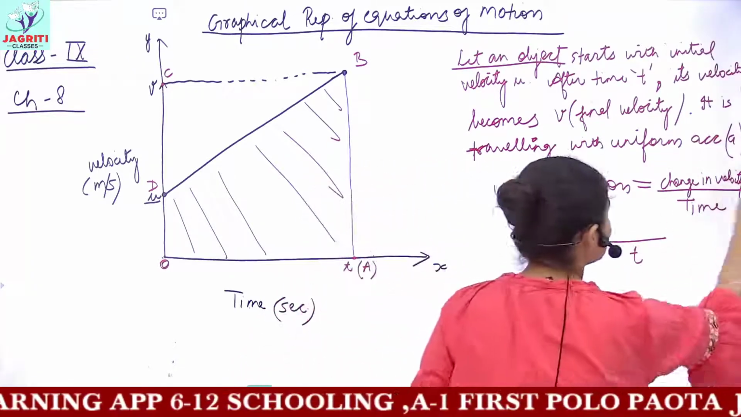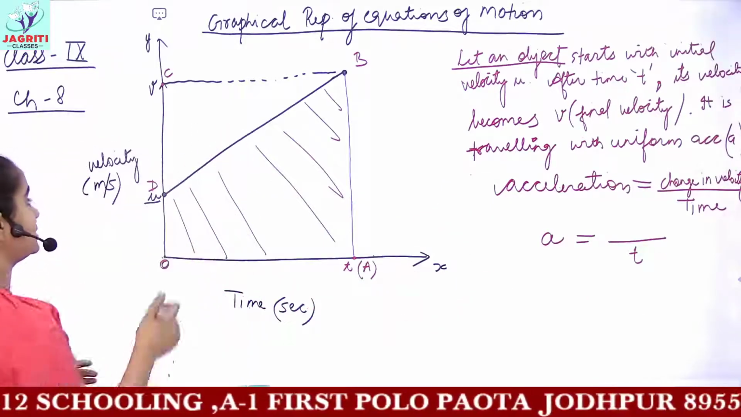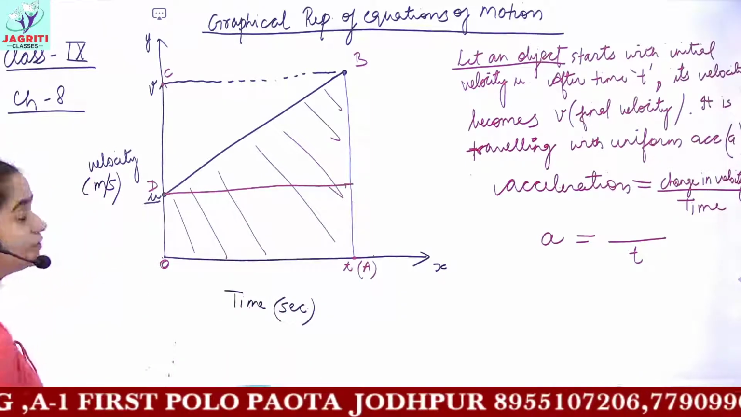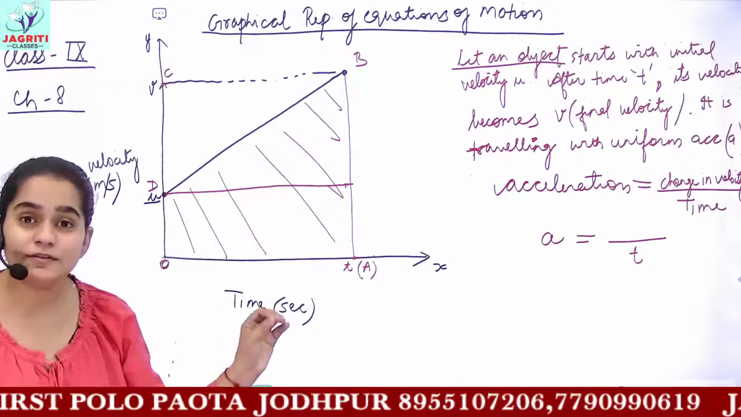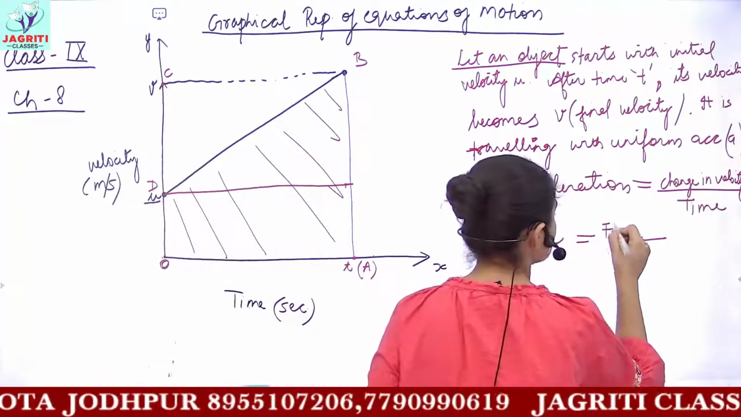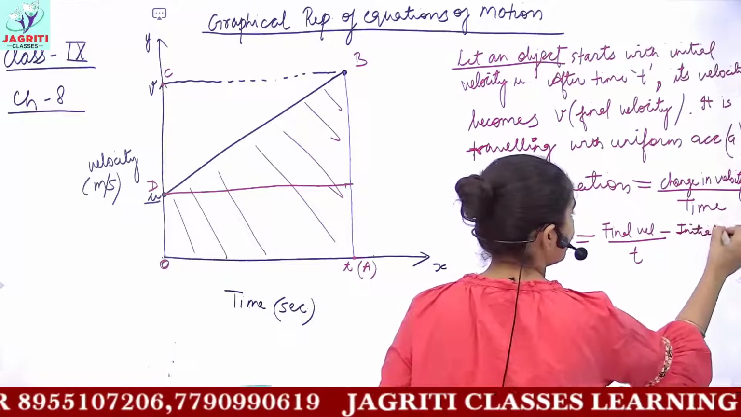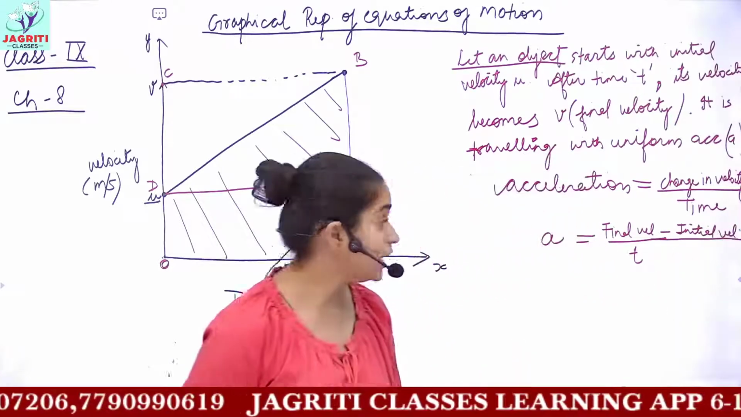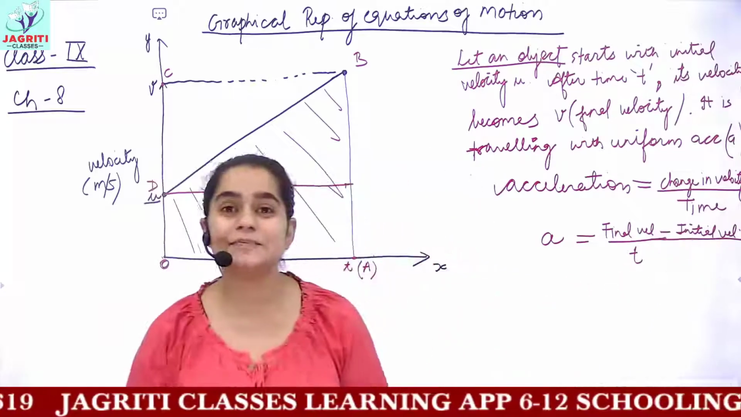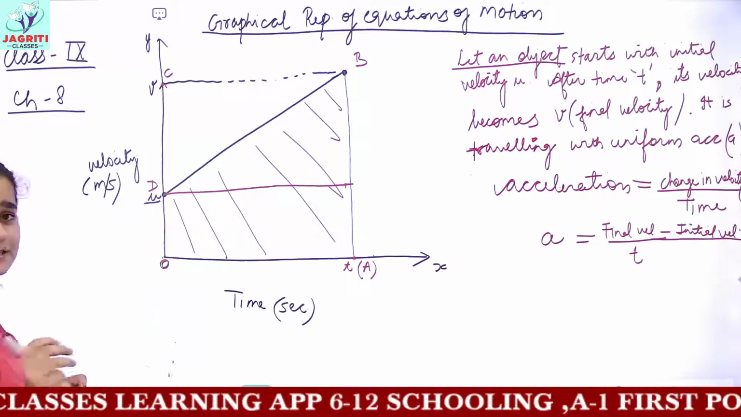But how to find change in velocity? To find this change in velocity, you have to find it from the graph itself. Okay? So how to find the change in velocity? Change in velocity is final velocity minus initial velocity. So I am writing change in velocity is your final velocity minus initial velocity. Now final velocity is represented by v and initial velocity is represented by u.